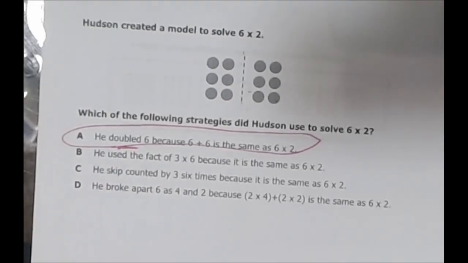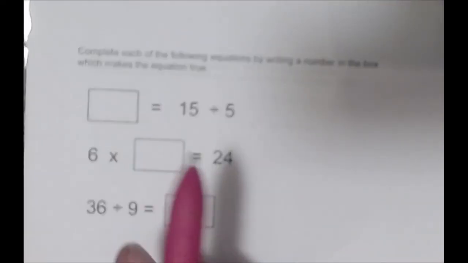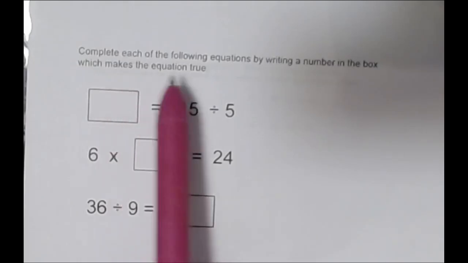That's just the easiest way I have found to explain it to the students until their brains develop more and can understand it at a higher level of thinking. All right, down here, complete each of the following equations by writing a number in the box, which makes the equation true. So we just have to figure it out.